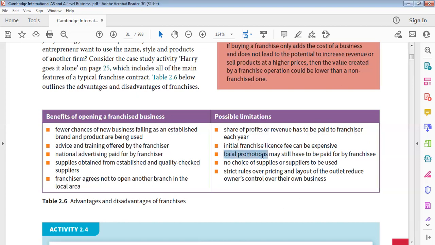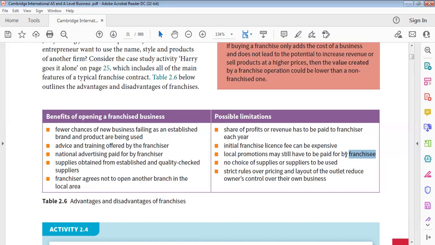Okay, local promotions might still have to pay franchise. Now you're seeing that McDonald's has given some advertisement on YouTube, right? On a national level or in a national newspaper. But still, people in your area are not coming to your shop. So what do you have to do? You have to advertise locally, in your area.